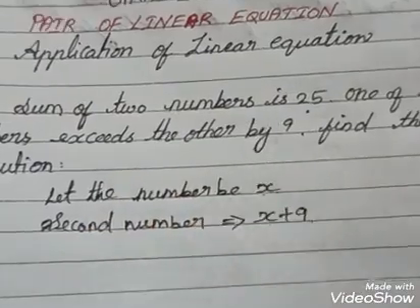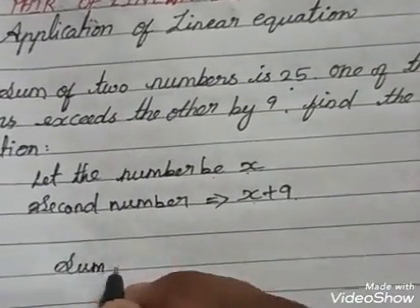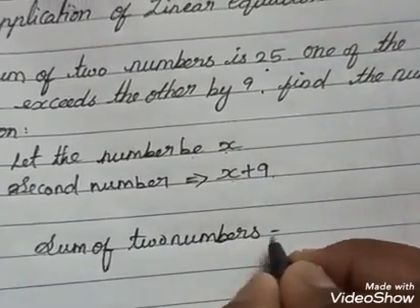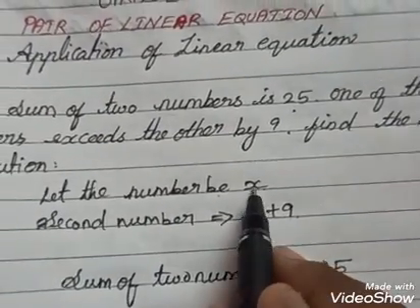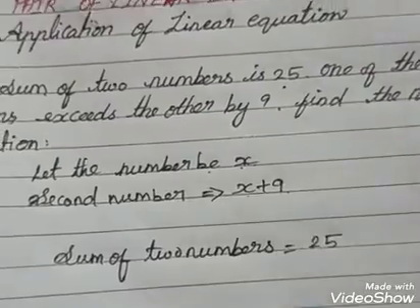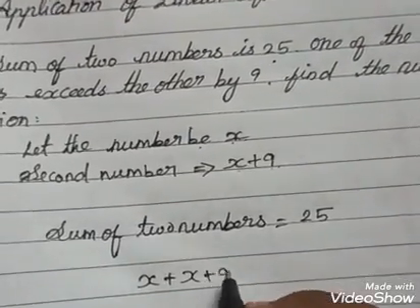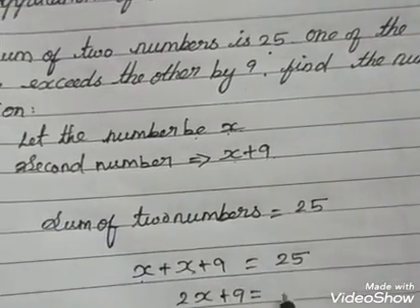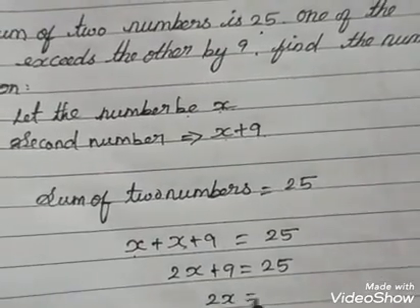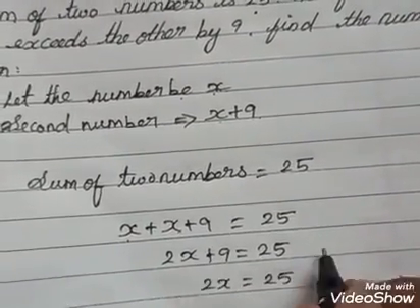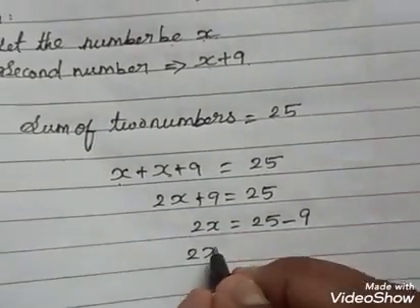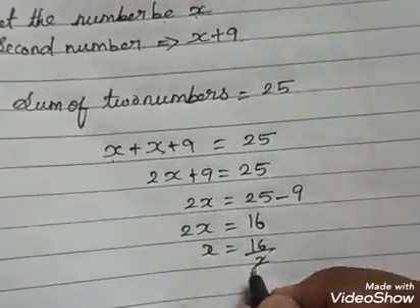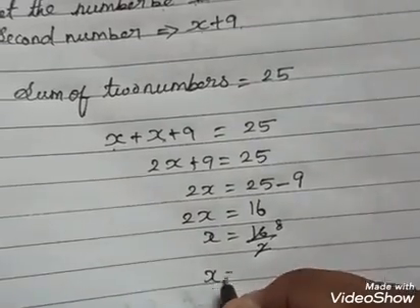So what is the question? Sum of two numbers which is equal to 25. So two numbers in the sense x and x plus 9. So x plus x plus 9 which is equal to 25. So x plus x, it should be 2x plus 9 equal to 25. 2x equal to 25, and this plus 9 becomes minus 9. So 2x which is equal to 16. x which is equal to 16 by 2. 1 2 is 2, 8 2s are 16. So x which is equal to 8.